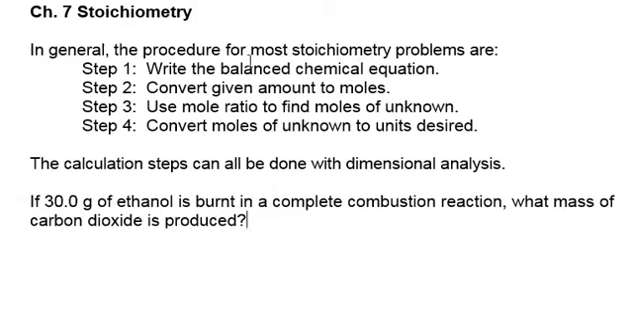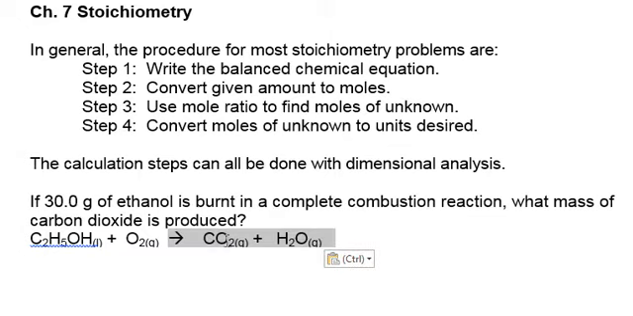So step 1, write the balanced chemical equation. So ethanol being burnt in a complete combustion reaction, so any combustion is our fuel plus oxygen. So in this case, ethanol plus oxygen. And it produces, for complete combustion, carbon dioxide and water. Incomplete combustion, that could be carbon monoxide or carbon, but this is complete combustion.